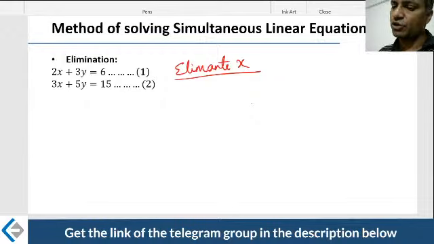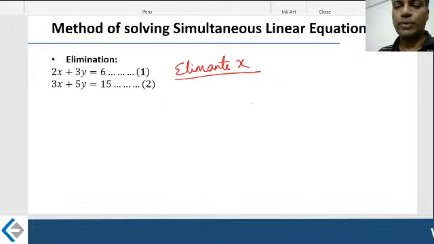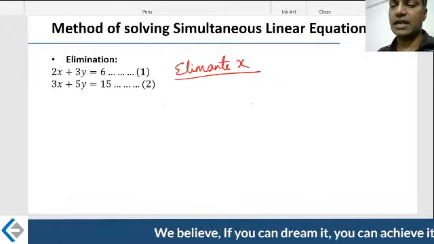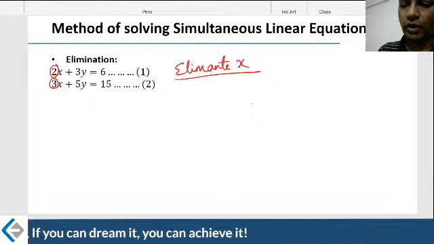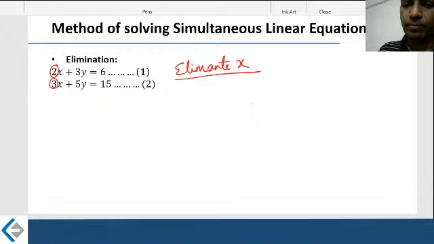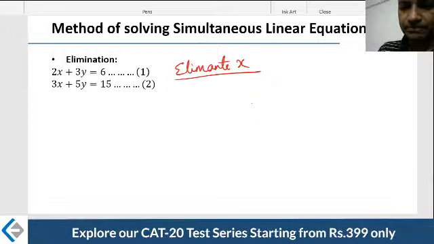What is the elimination method? You got to decide in your mind first, should I eliminate x or should I eliminate y? I decided that I will eliminate x. If I want to eliminate x, multiply both the equations by the reverse coefficients. Now look at the coefficient of x, 2 here, and in the second one, 3. What you got to do? Multiply the entire equation by the reverse of the coefficients. So multiply the first equation by 3 and the second equation by 2.